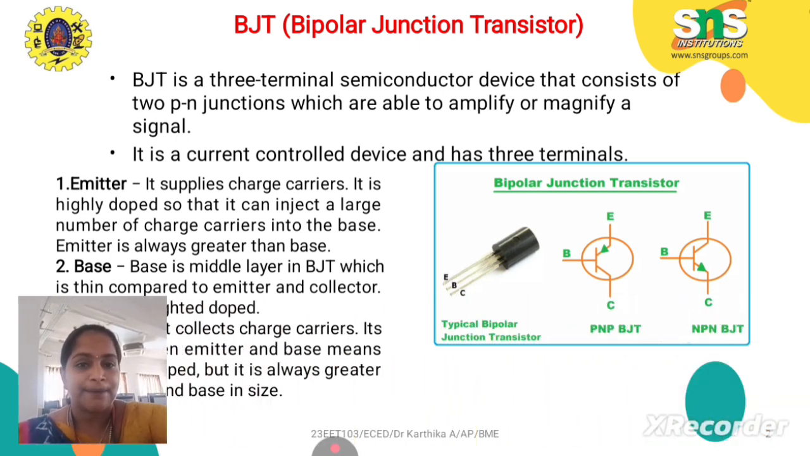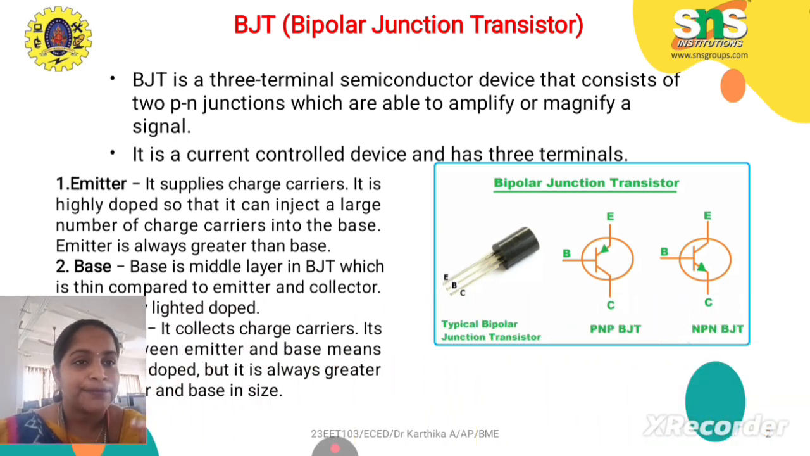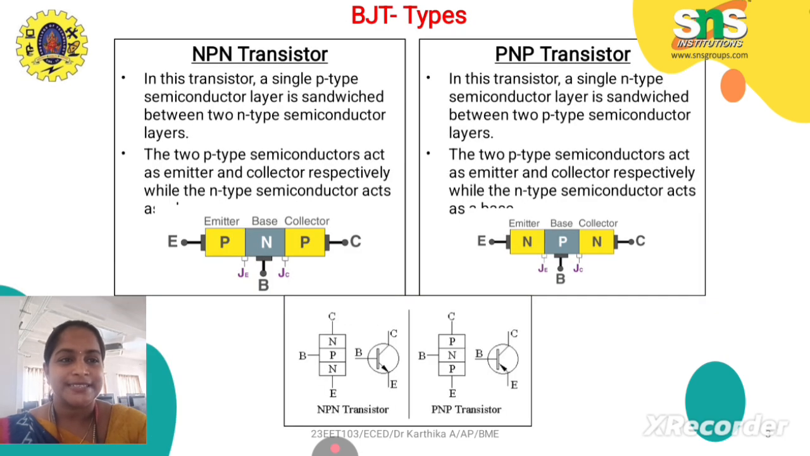See the diagram. In this diagram, we have a bipolar junction transistor. First one is a typical bipolar junction transistor, and we have two types. One is PNP, another one is NPN. See the symbol. In PNP, the arrow is inside, and in NPN, the arrow is outside. PNP BJT and NPN BJT, it has two types.